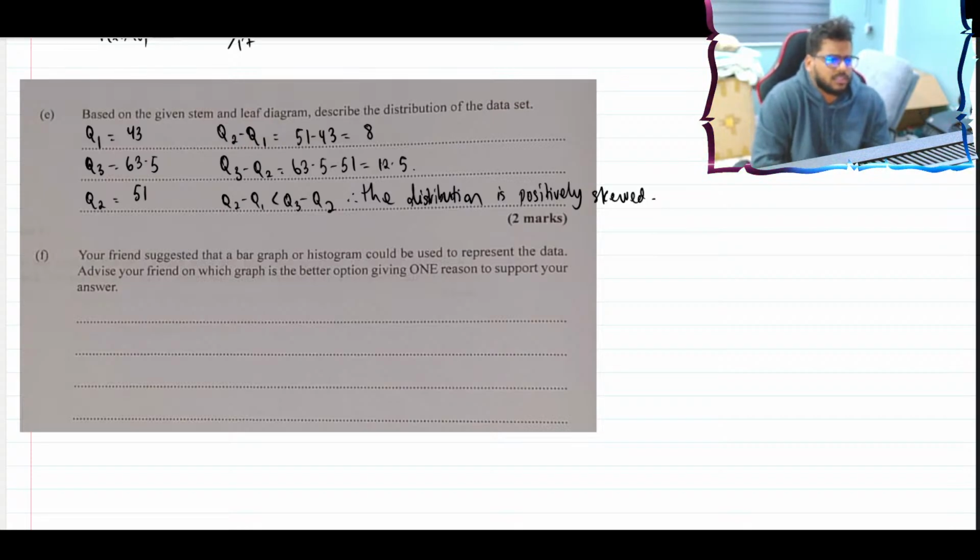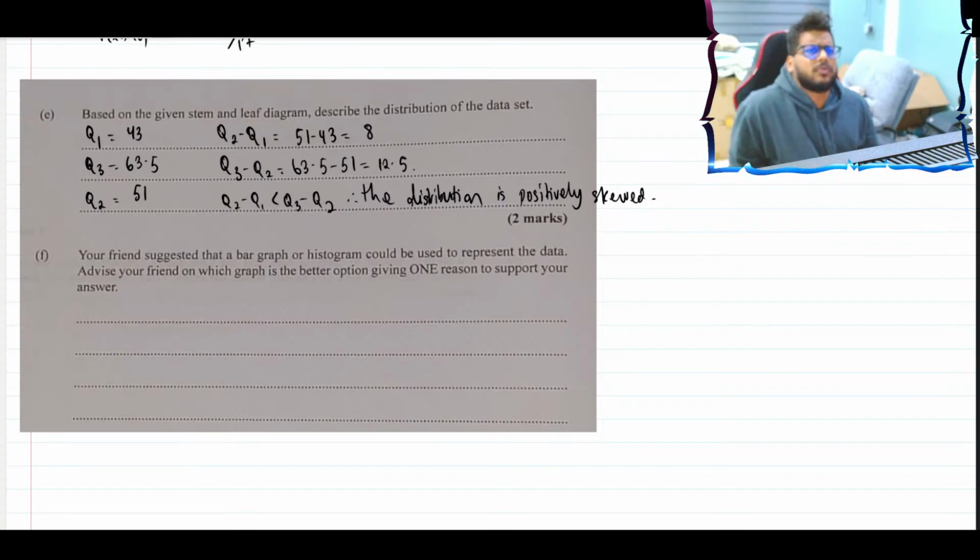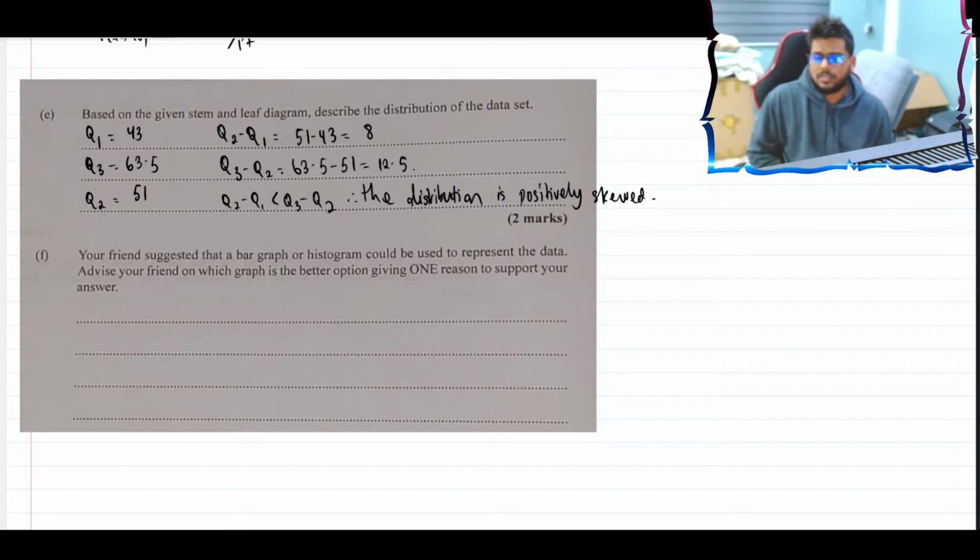Your friend suggests that a bar graph or histogram could be used to represent this data. Advise your friend which graph is the better option and give one reason to support. So this is subjective, right? If you say histogram is better, give a reason. To me, I think a bar graph will be better here because we're dealing with discrete data, not continuous. You would use a histogram more to represent groups of data. So I'll say a bar graph is the better option because the data is discrete.